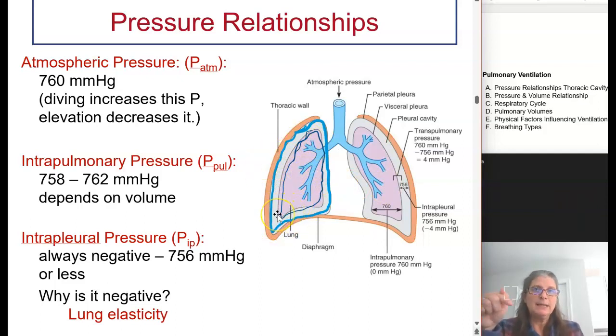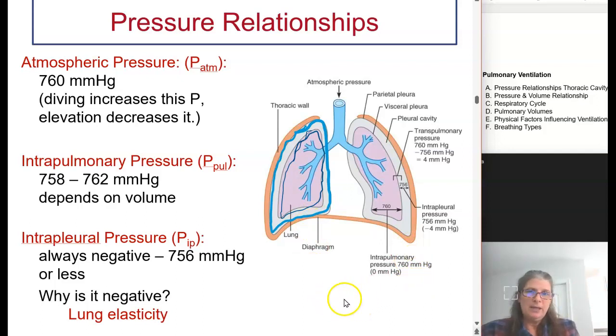Well, that space has a pressure that's always negative. And what that means is it's always less than 760 millimeters of mercury. So it's usually 756 or even lower. So why is it negative? Well, it's negative because in this little area you have a visceral pleura and a parietal pleura, and the visceral is very, very elastic. The lung is very elastic, so it's always pulling away from the parietal, and as it pulls away, it makes the volume a little bigger and it drops that pressure in there.